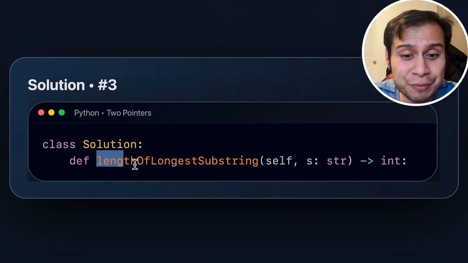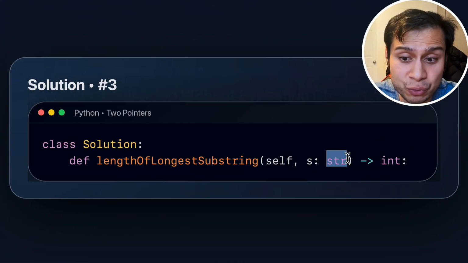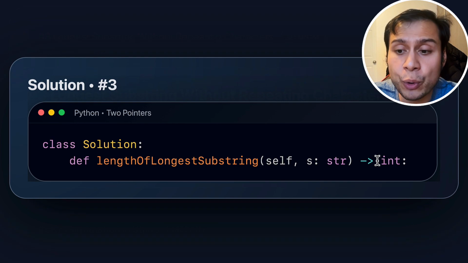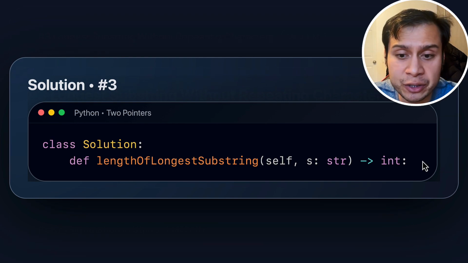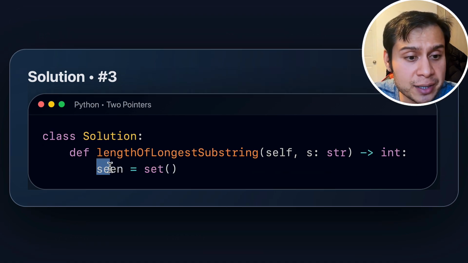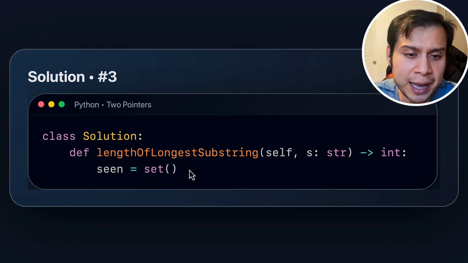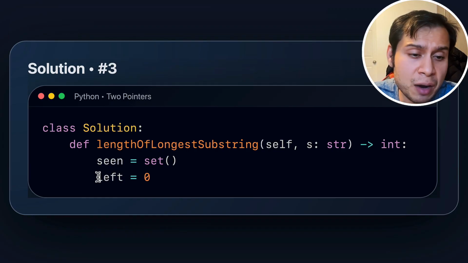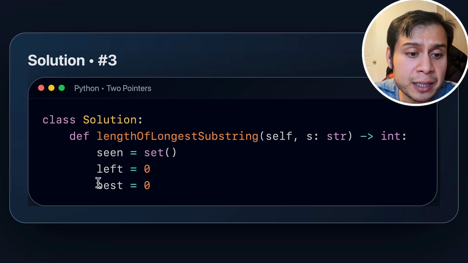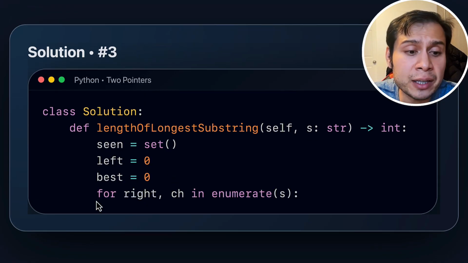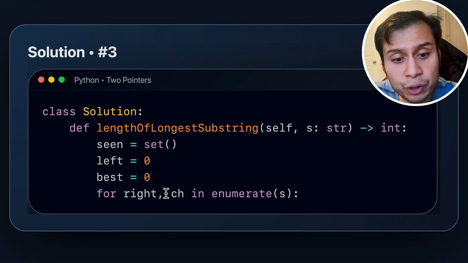Let's start from the definition of the function, and we're given this string, and at the end we're going to report the size of the substring using an integer. Let's initialize a variable called seen and initialize it to an empty set, because a set can keep track of unique elements. As in our template, let's initialize left to the 0th index and best to 0, and then we will use the right pointer and its element to loop through the entire string.